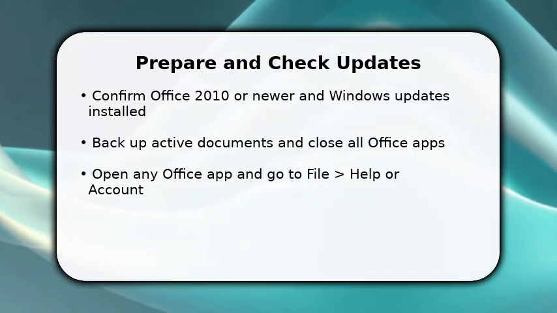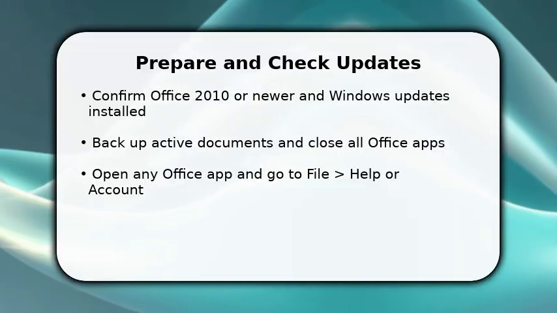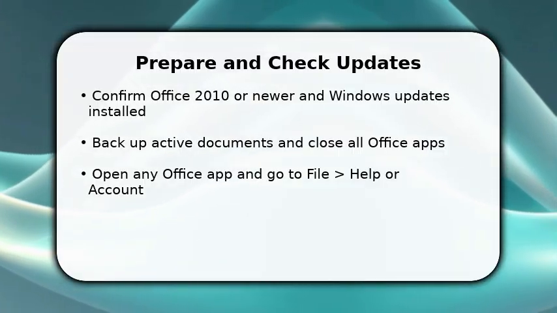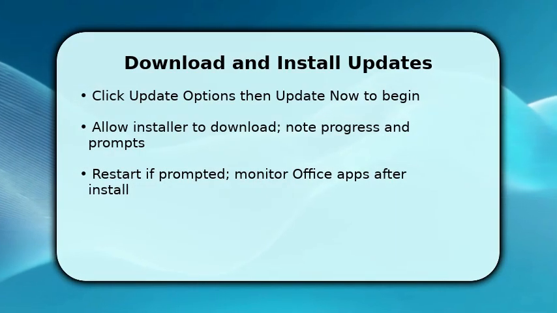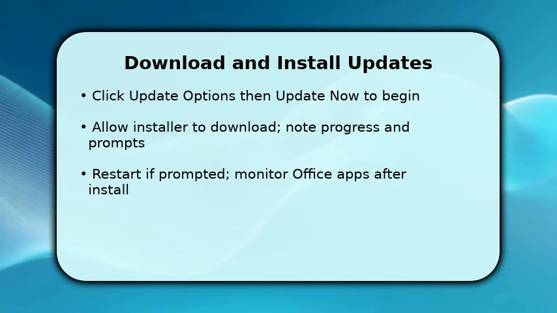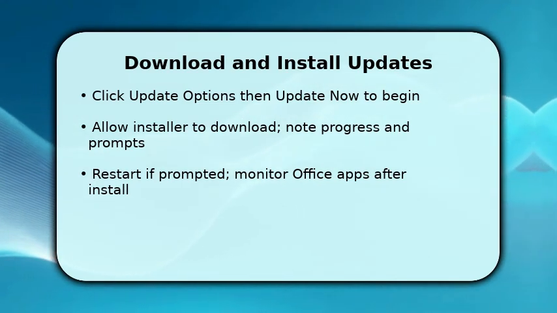You're doing this to ensure the updater finds a consistent environment and to avoid data loss during restart or repair, so don't skip these checks. You click Update Options and choose Update Now to fetch patches. This triggers the built-in updater to download the latest service packs and security fixes.